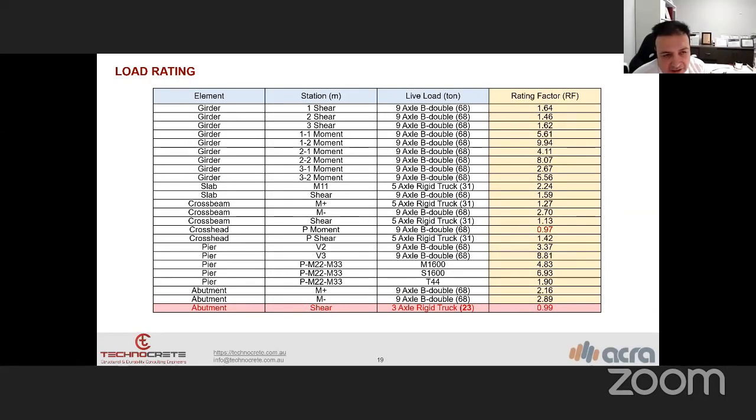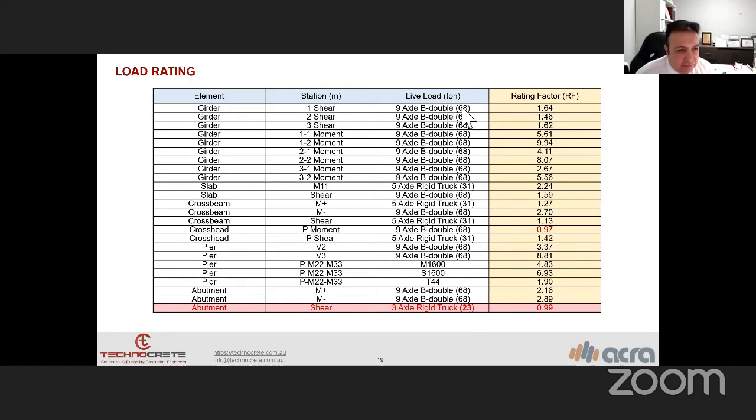You know, those cracks on the abutment which we saw, those cracks reduce the capacity of the concrete under the different loading. Then the shear rating factor is less than 1. Then this abutment has to be strengthened in order to achieve higher loading. And this rating factor is only for 23 ton.